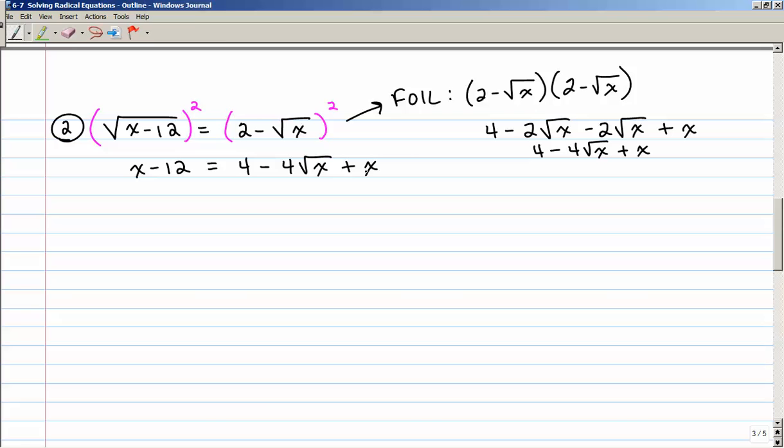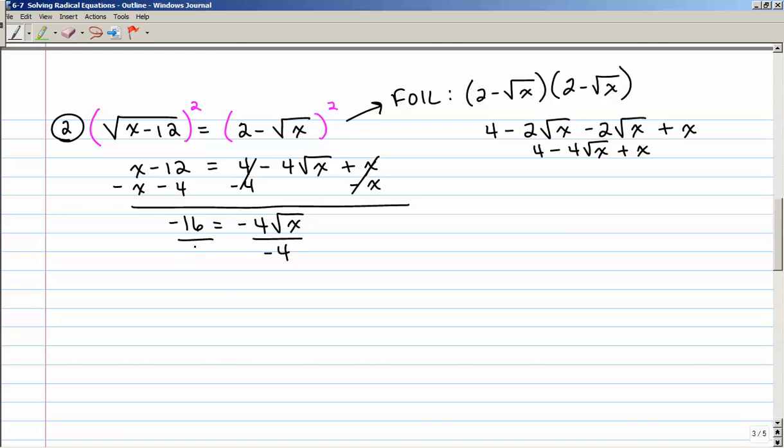Okay, now I need to isolate my radical, and this is a little bit easier. I'll subtract 4 on both sides, and I'll subtract x on both sides. So I'm left with negative 16 equals negative 4 square root of x. Divide both sides by a negative 4. 4 is equal to the square root of x. And when I square both sides, I get that x equals 16.